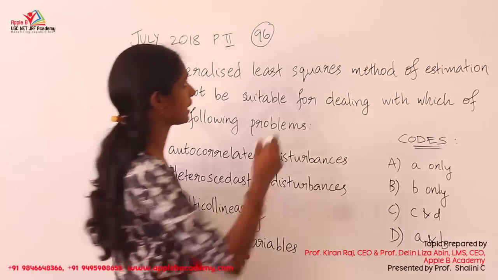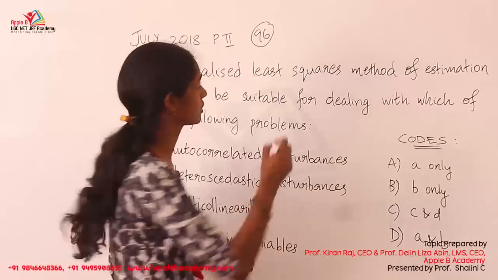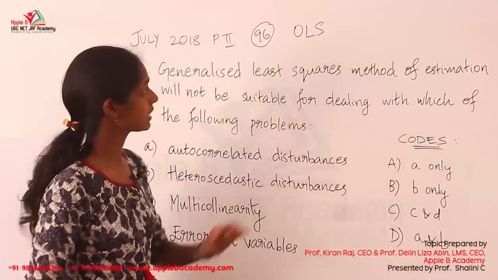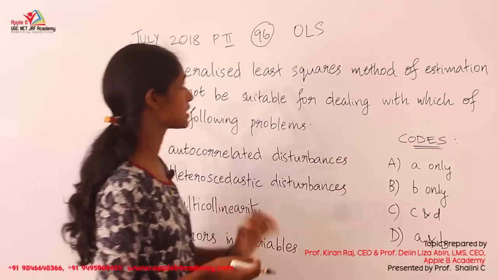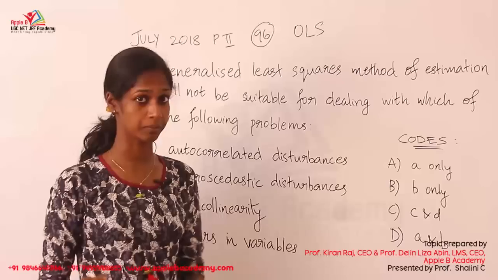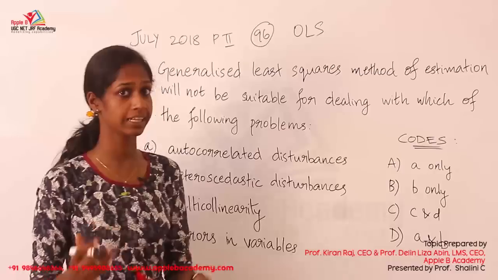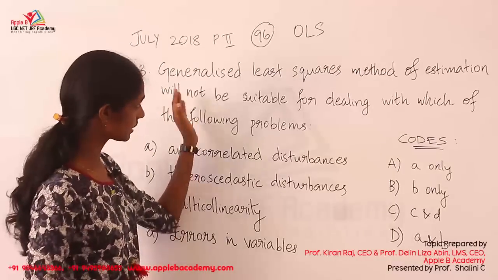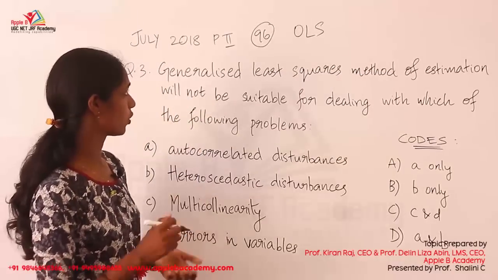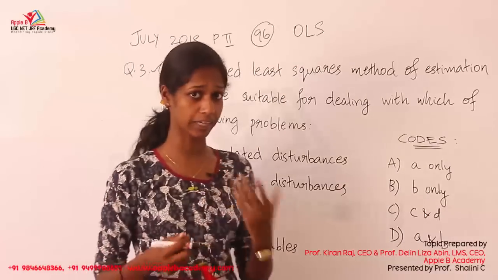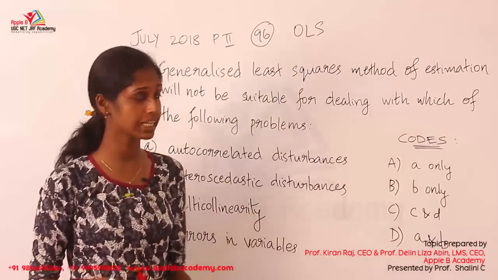So usually in classical linear regression model we use OLS method, ordinary least squares. The principle goes that the sum of squares should be minimum. That is the ordinary least squares principle, and that is what is commonly used in a classical linear regression model. So the question here is, in which of the following is GLS not used? So for that we need to know in which cases GLS is used.